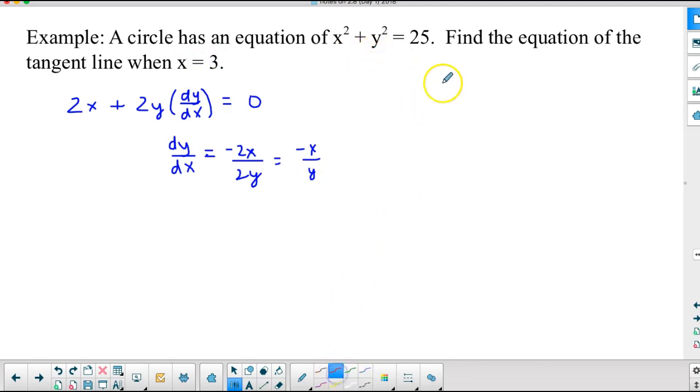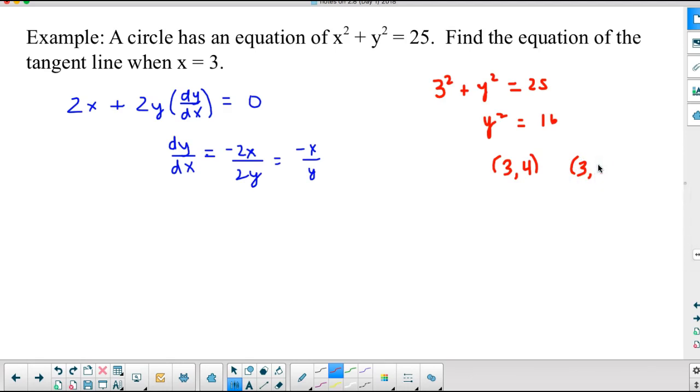So let's solve this equation to get our y-coordinate. So I'd have 3 squared plus y squared equals 25. And actually, there's two different solutions here for this. I end up with y squared equals 16, and that means y is either positive 4 or negative 4. So actually, I have two different points on this circle that have an x-coordinate of 3. One of the points is (3, 4), and the other point is (3, -4).